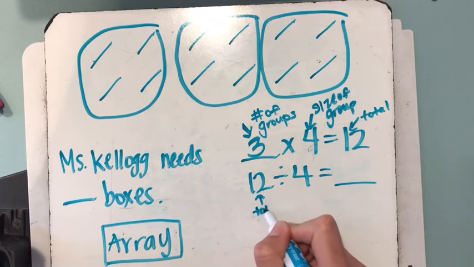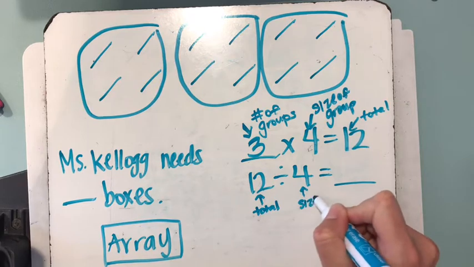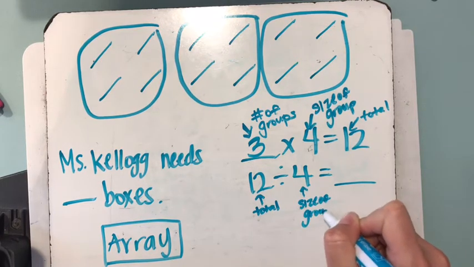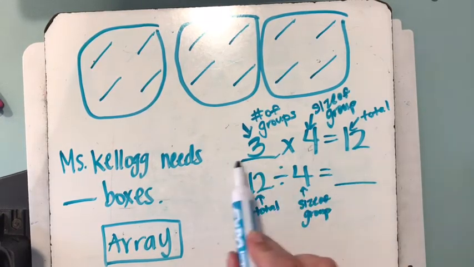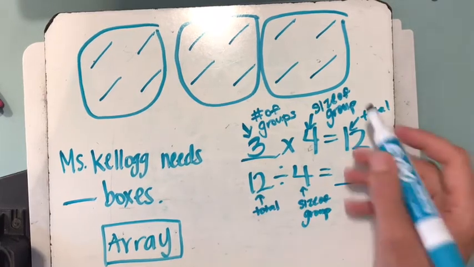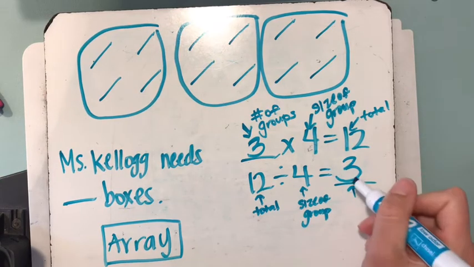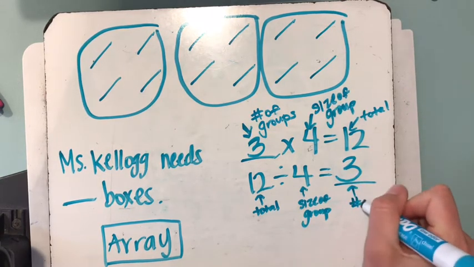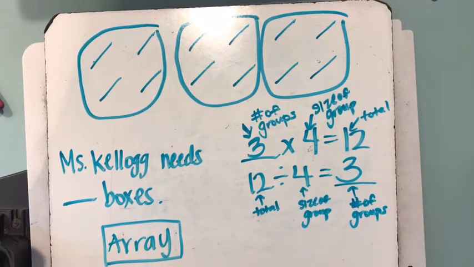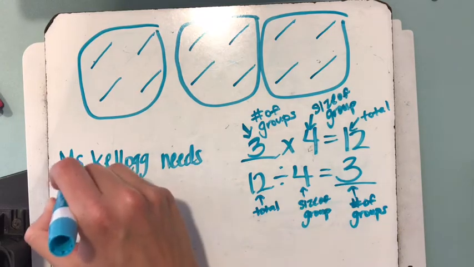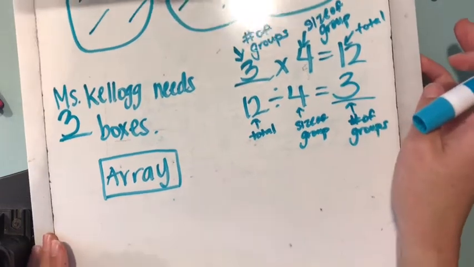That represents our total. 4 represents the size of the group. And this blank represents what? What do we have left over here? Oh, we have the number of groups. So we should put a 3 here, because that's what we're missing. That is the unknown here, the number of groups. Good, so Miss Kellogg needs how many boxes? She needs 3 boxes.